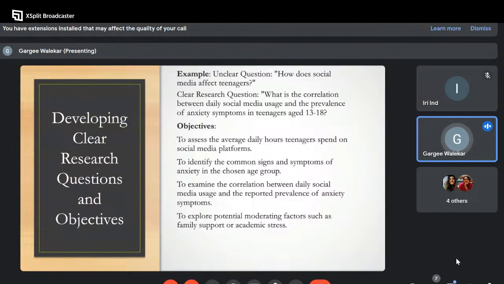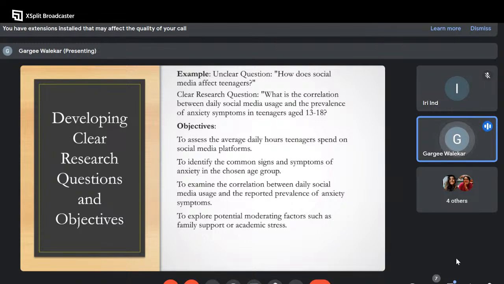This is the hypothesis. This is the area we want to research about. But while we write about it, while we have to put it in the paper, we would write it in a clear manner, and we would say, what is the correlation between daily social media usage and the prevalence of anxiety problems in teenagers aged 13 to 18? So this creates a picture in the reader's mind, and it also tells them what exactly we are talking about, what aspect of social media we are talking about which affects the teenagers.